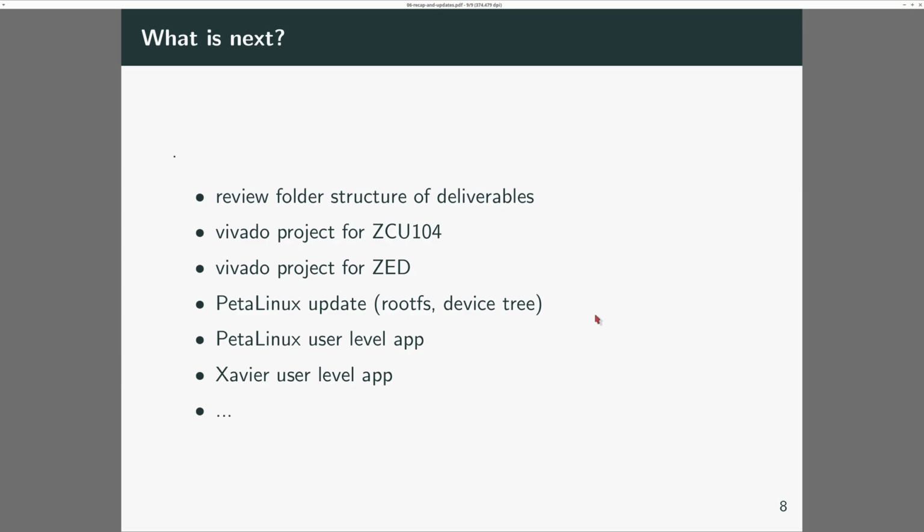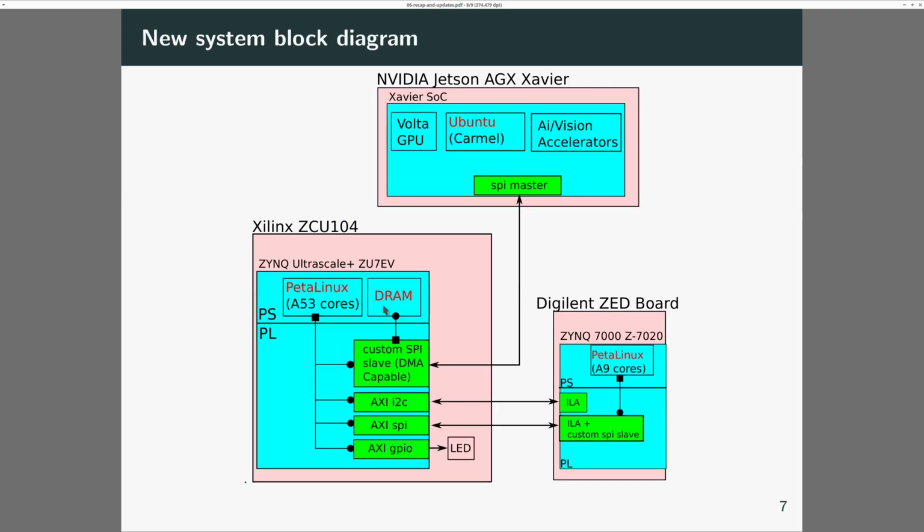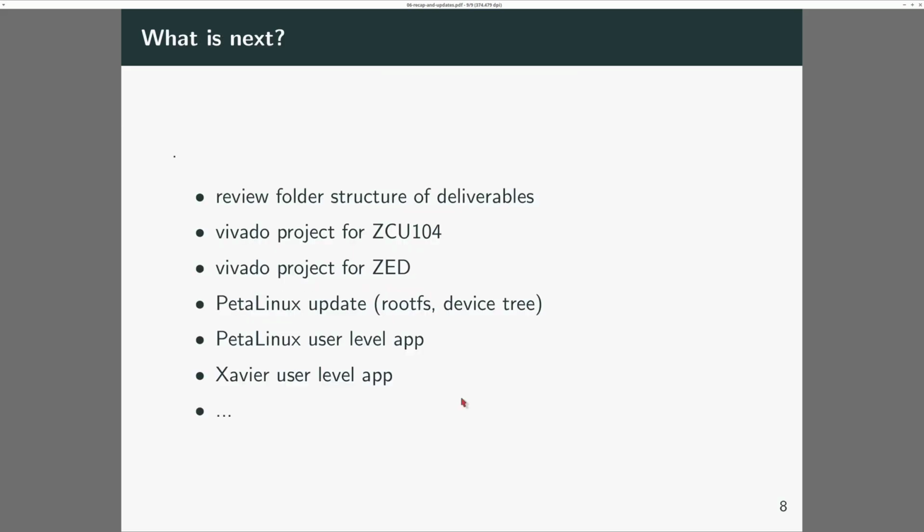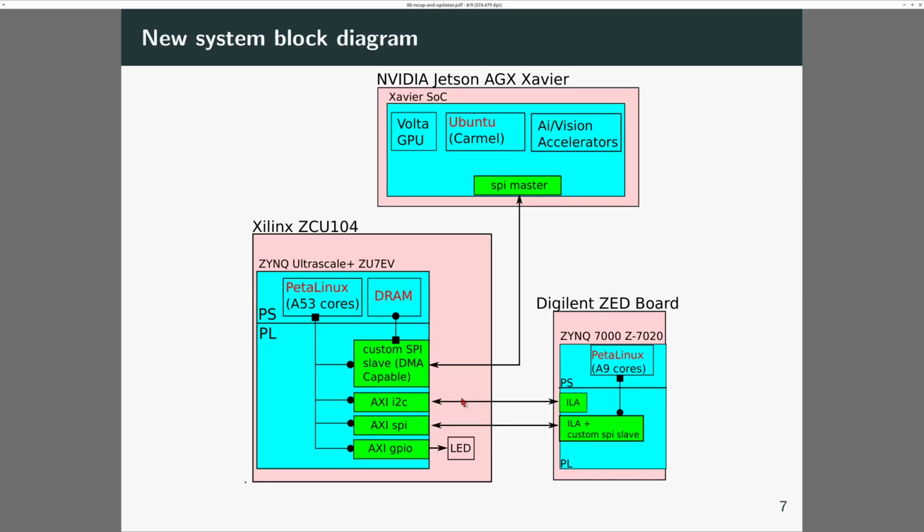Then we will look at the user level apps that we write for both PetaLinuxes, for this one and for this one, to handle the data that is being received and is going to be transferred over SPI. And also we will have a look at the user level app that we have for SPI transfer at Xavier. And then the videos continue with many more topics which will be covered by this structure.